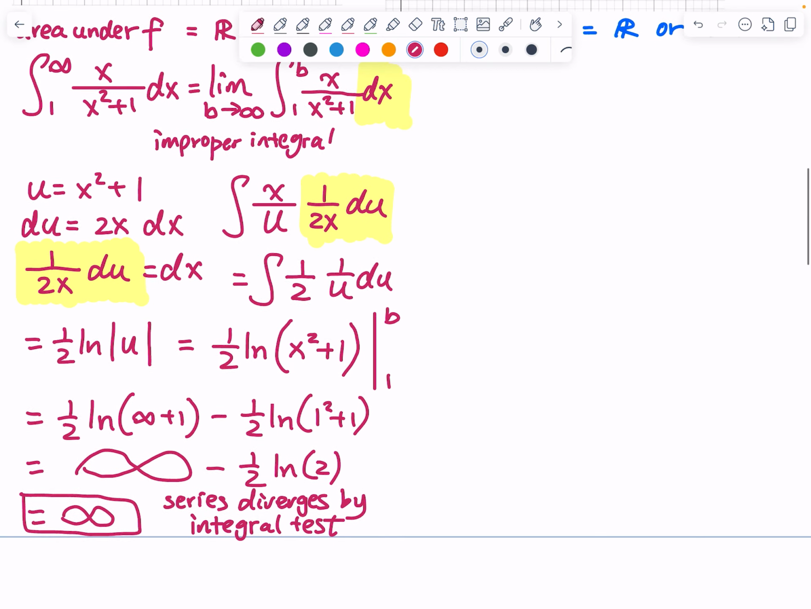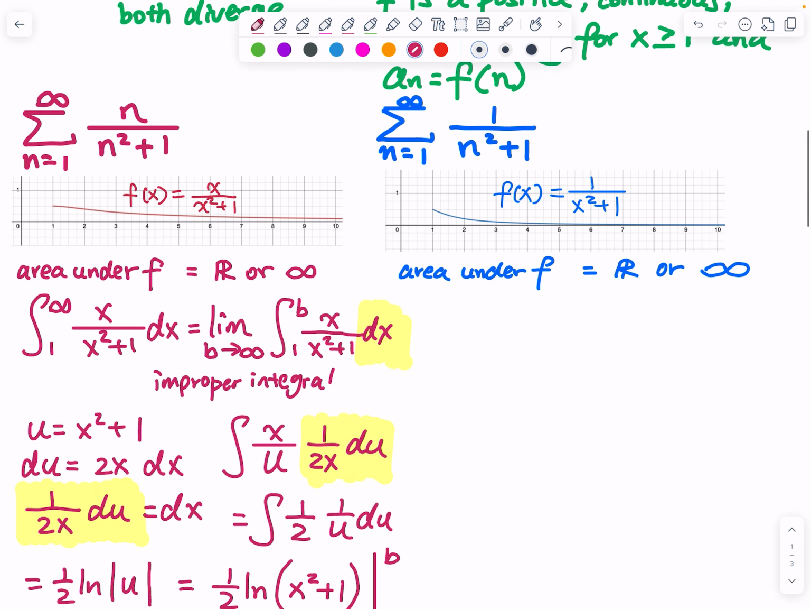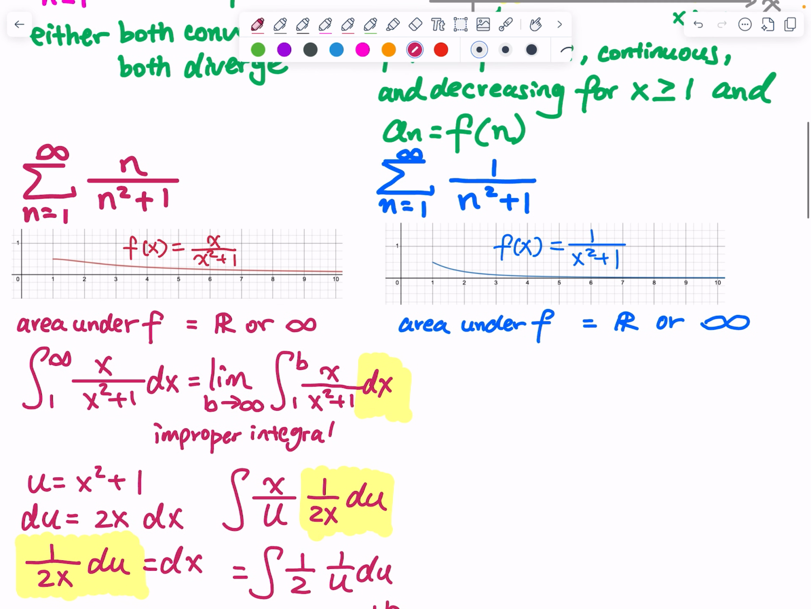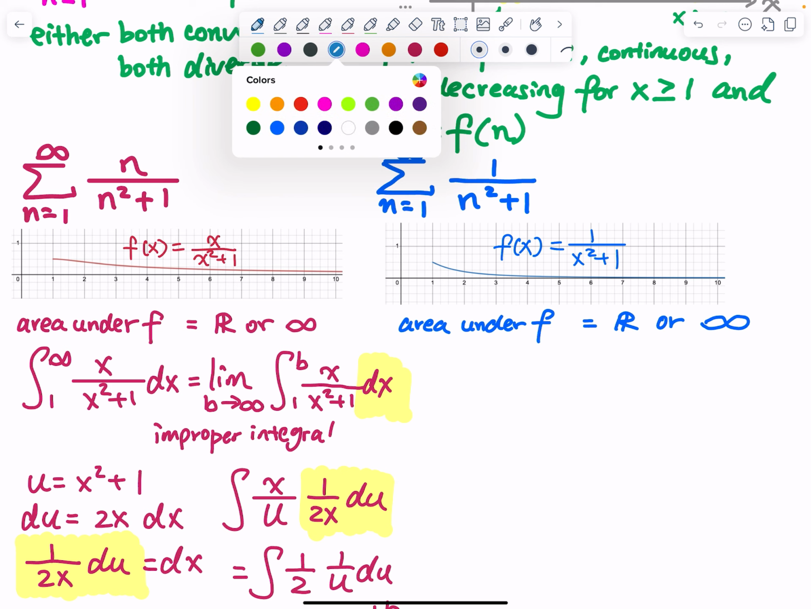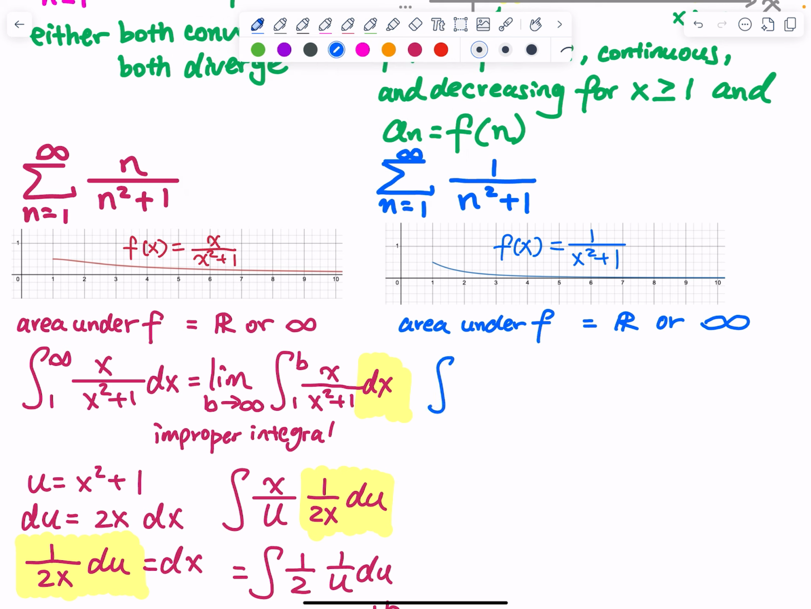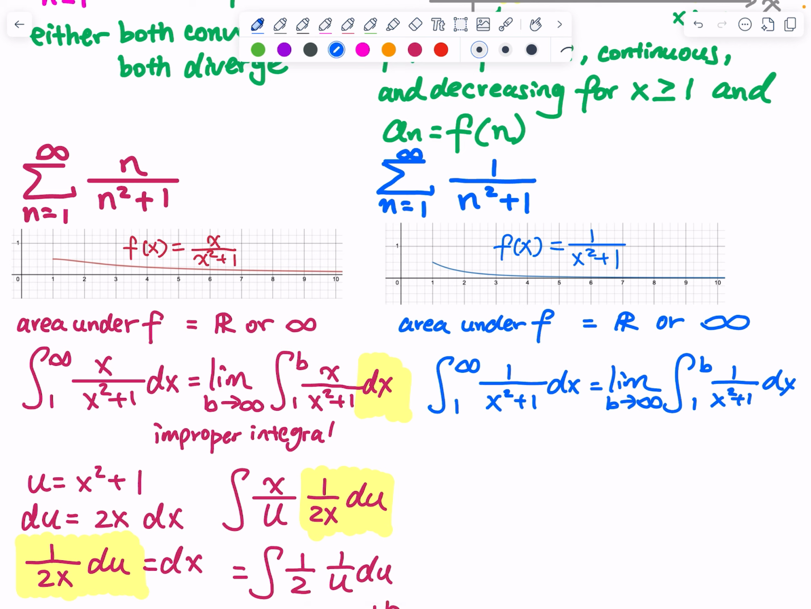And then in the blue problem, we have a very similar graph. Do you think this one will diverge as well? Let's find out. Okay, match that blue. And then I have the integral from 1 to infinity of 1 over x squared plus 1 dx. Set up my improper integral: limit as b approaches infinity, integral from 1 to b, 1 over x squared plus 1 dx. You may think writing the limit is not necessary because you can just plug in the infinity, but I need to tell you that writing the limit is part of the presentation of your improper integral.